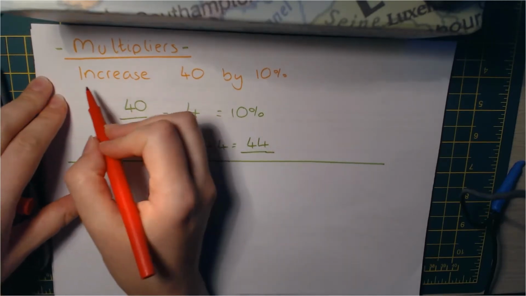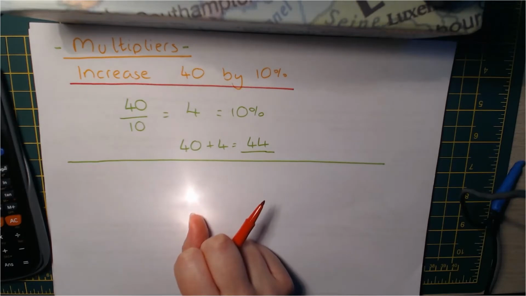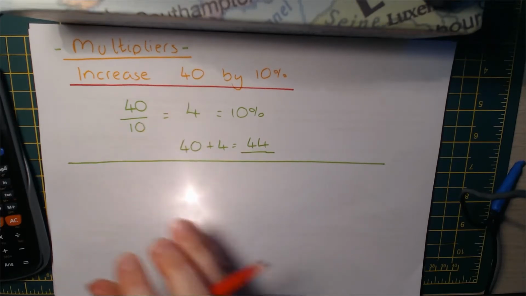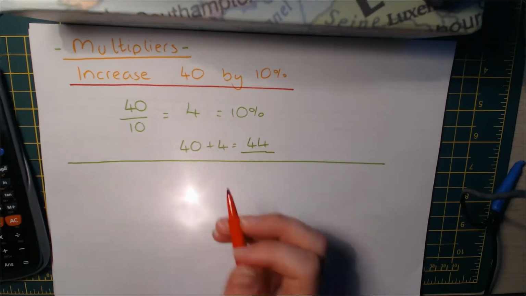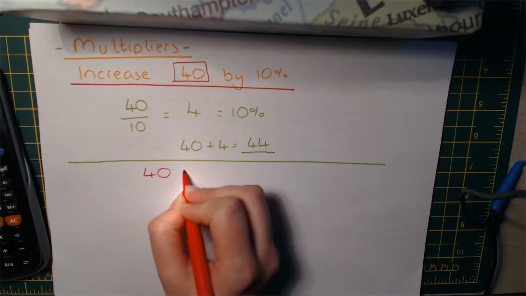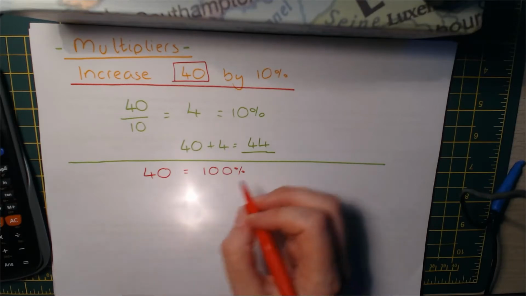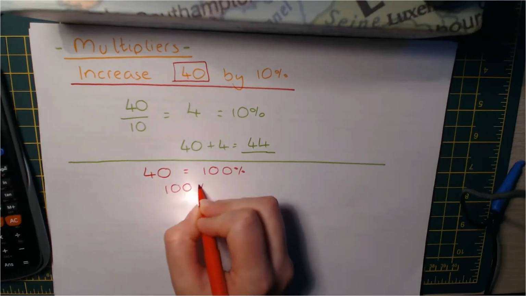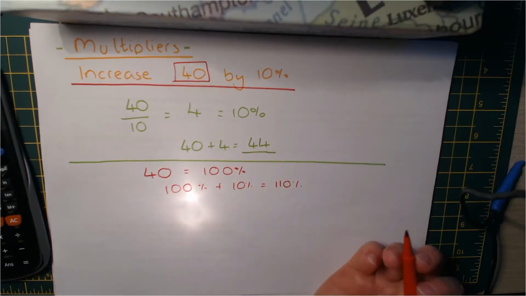So I'm going to use the same question: increase 40 by 10%. And the first thing I need you to consider is, if we're increasing by 10%, how many percent do we now have? Okay, if we've started off with 40 and we're increasing by 10%, what is our new percentage? And our new percentage will be 110%, because 40 is our original amount. Okay, so our 40 is 100%, because that's what we've begun with. So that's our 100%, and we want to add 10%. So 100% add 10% is 110%.